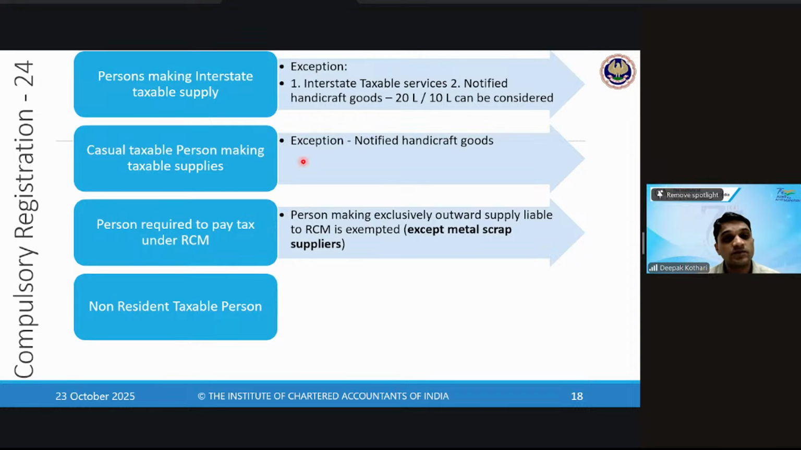At least in casual taxable person, we have notified handicraft goods. But in non-resident taxable person, there is no exemption at all. Even if he is coming and selling notified handicraft goods, he will have to register.